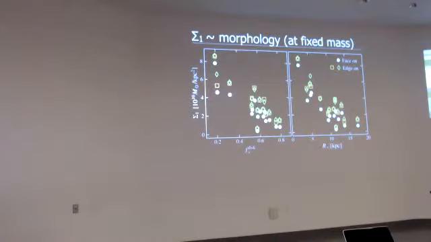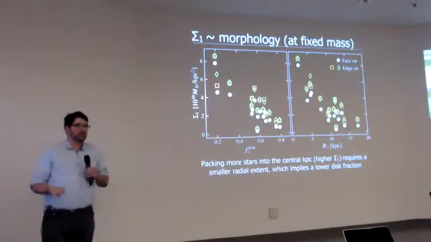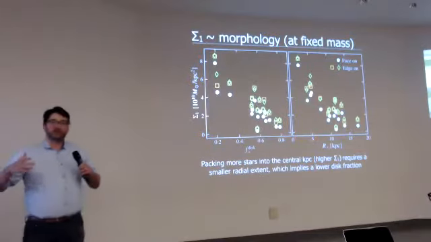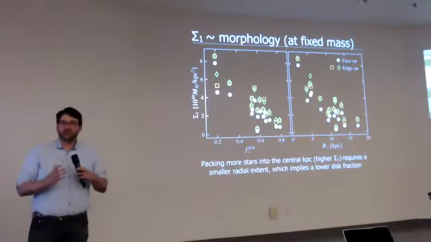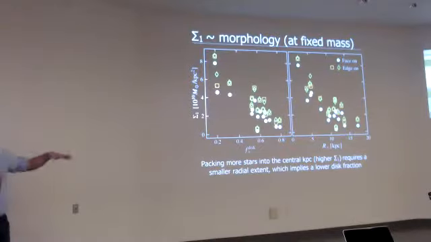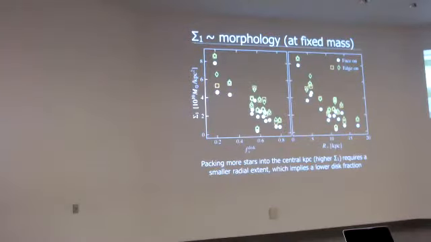Now, if you think about this, this is actually not too surprising because we're looking at relatively fixed mass, right? So if you pack more stars into the central kiloparsec, so you bump up sigma 1, you're necessarily going to have a smaller radial extent, which we saw correlates very strongly with a lower disk fraction. Now, I know that sigma 1 is usually talked about at high redshift, or redshift 1 or 2, but nonetheless, I thought it would be informative to go ahead and show what this looks like at redshift 0.